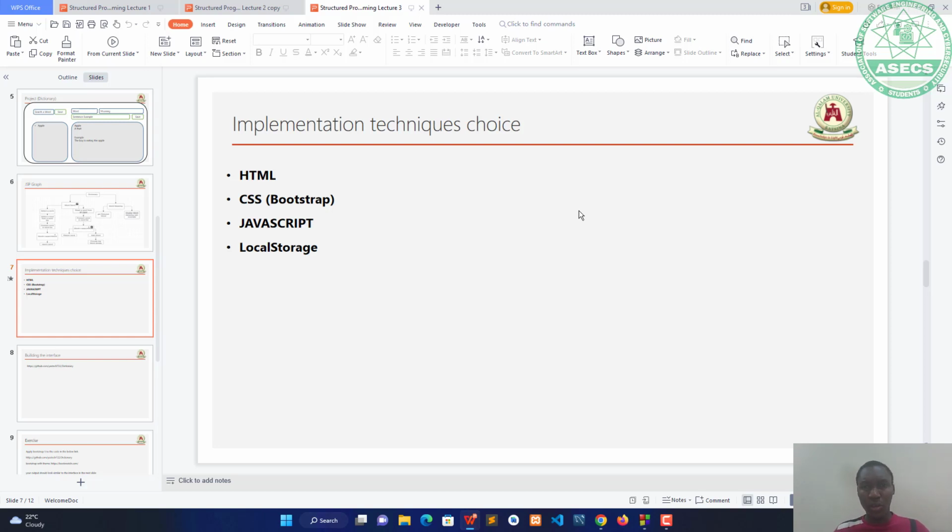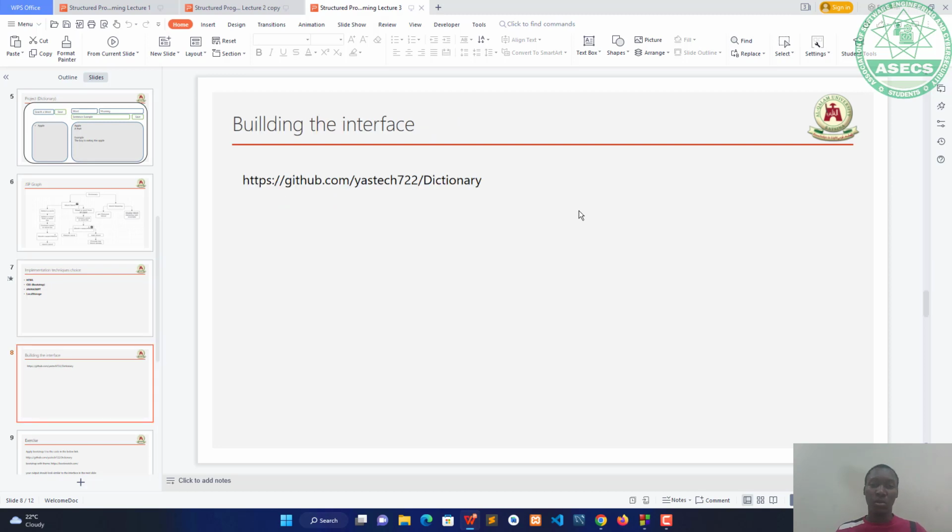Local storage is just like a mini database in our browser, our local browser. We can just store some items, just like cookies. But we are not doing that usually.